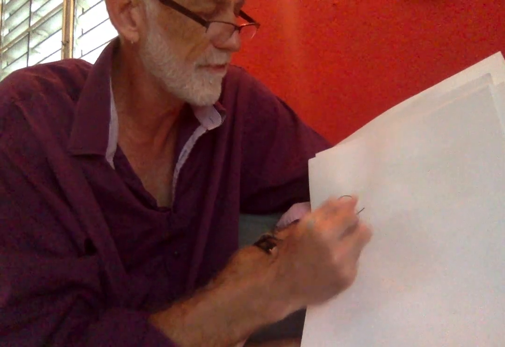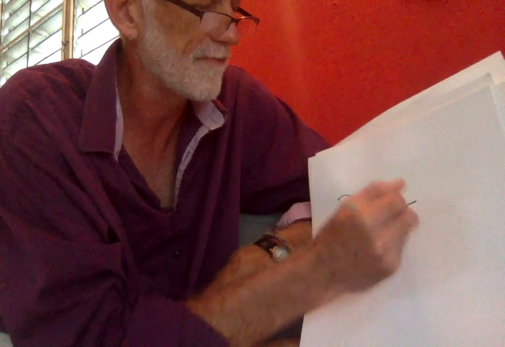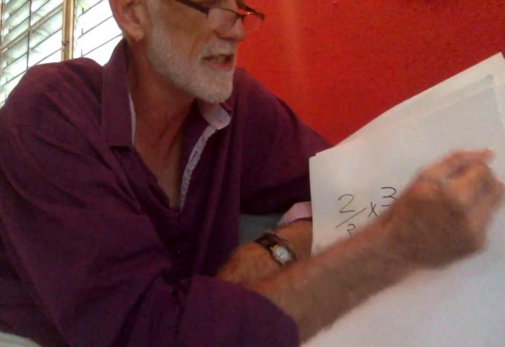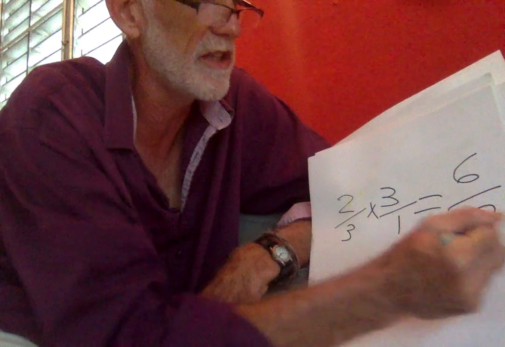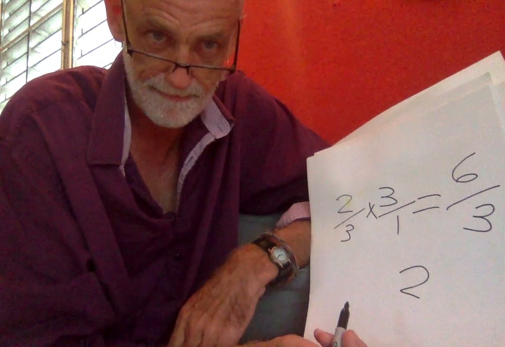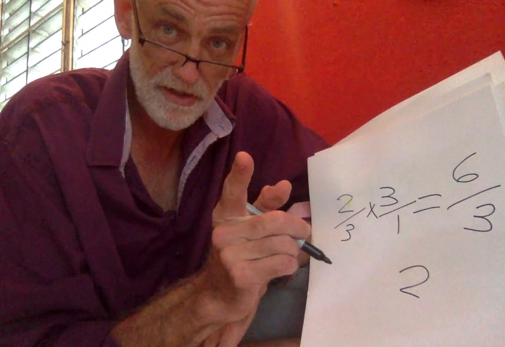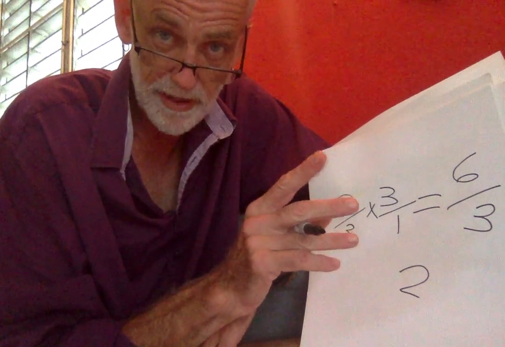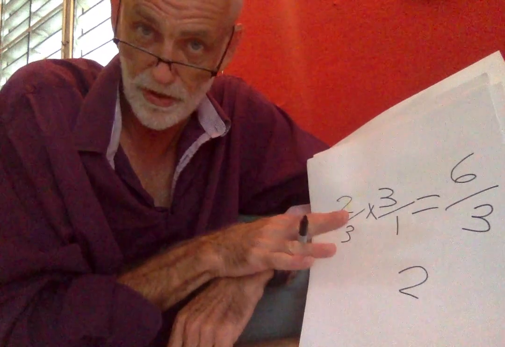2/3 times 3. 2 times 3 is 6. 3 times 1 is 3. 3 goes into 6 2 times. All right? Tricky way of doing it, easy way of doing it. This is the way to do it. You can do it like this always.